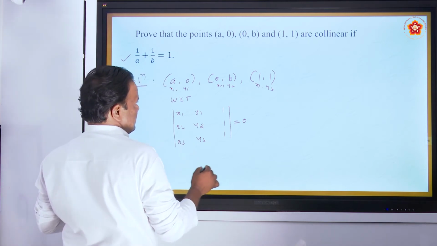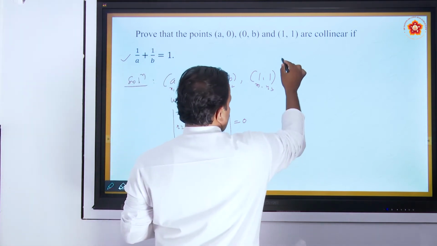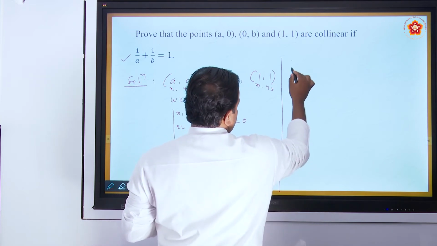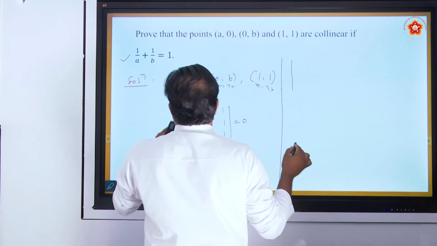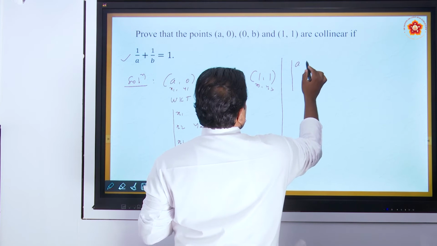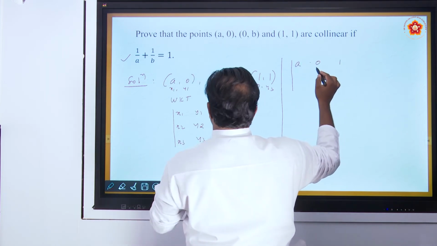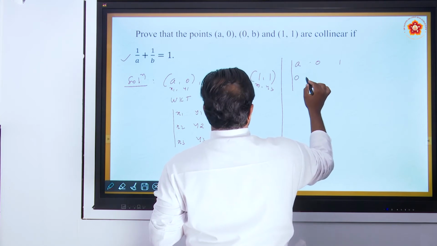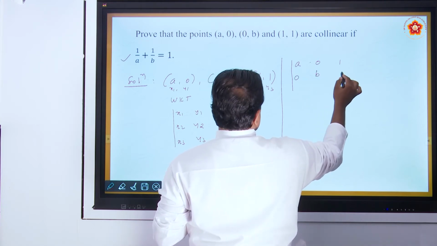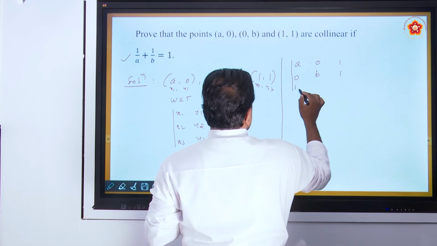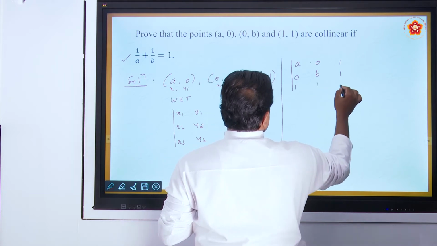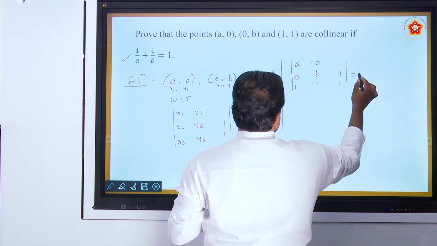What is x1 here? So I put here the determinant: x1 is nothing but a. Correct. What is y1? 0, 1 as it is. What is x2? 0. What is y2? b, 1. What is x3? 1. y3 is 1, then 1. Equal to 0.